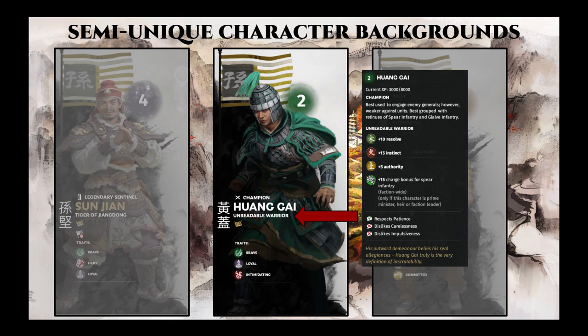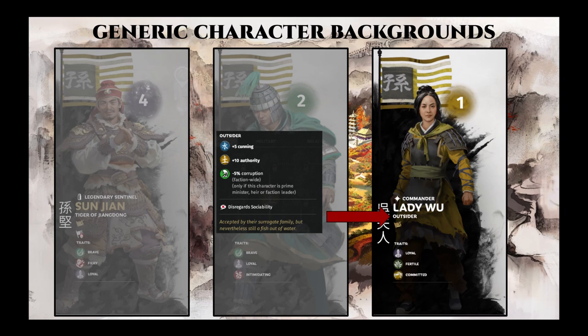Finally, we have Lady Wu, who represents the generic backgrounds that our guide will cover today. If we look at her background of being an outsider, we can see that it provides 5 points in cunning and 10 points in authority. Additionally, if this character is the prime minister, heir, or faction leader, the whole faction will enjoy a 5% reduction to corruption. Lastly, outsiders disregard sociability.